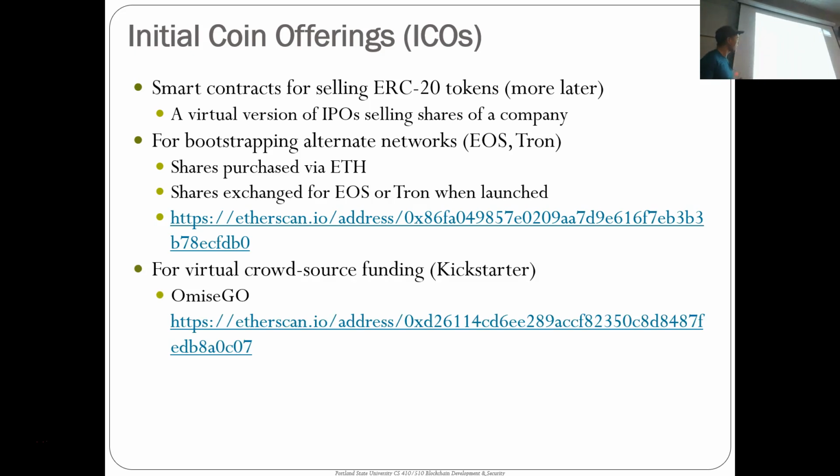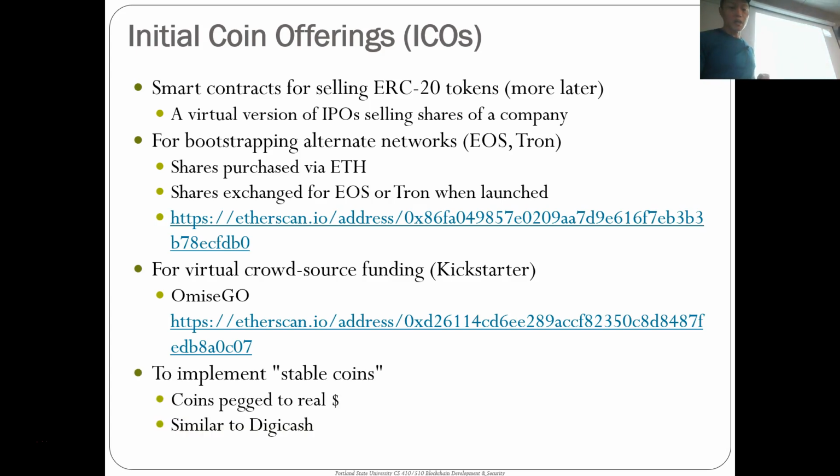It's been used for virtual crowdsource funding, so like a virtual Kickstarter. It's a similar idea where if a Kickstarter raises a certain amount of money in a certain amount of time, then it will execute the contract so that it would give the recipient that amount of ether so that they can then go off and implement whatever they proposed. If you did not get to the funding goal, then it would just return all the money to the people who contributed. So this is another one. This fundraiser one is something that you'll implement later on in this class.